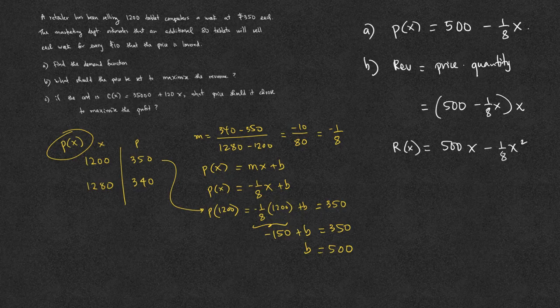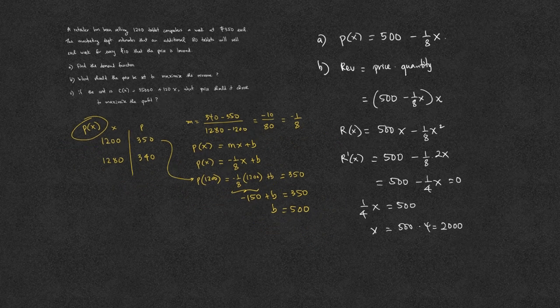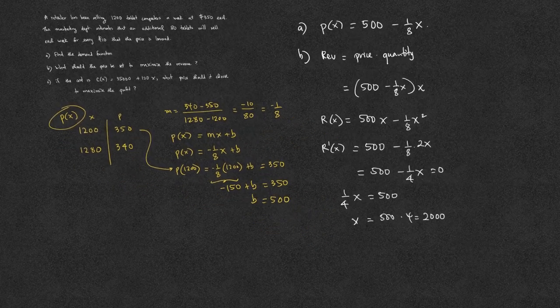In order to maximize the revenue, we would need to find the derivative, which is 500 minus 1 over 8 times 2x, or 500 minus 1 over 4x. We set it equal to 0, and we have 1 over 4x equals 500, so x equals 500 times 4, which is 2,000. But this is not the price. We're looking for the price, and we have the quantity.